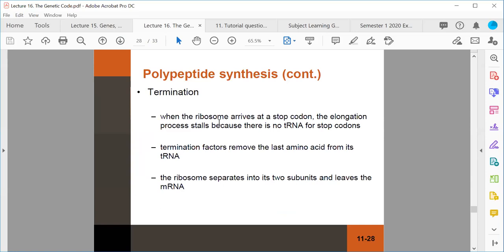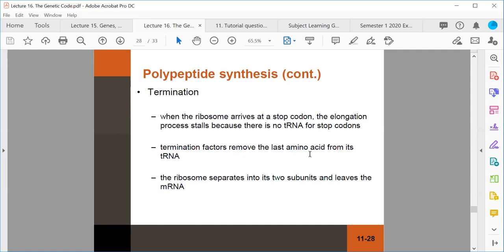The ribosome is moving along the messenger RNA molecule, and when it arrives at a particular codon called a stop codon, remember we saw 3 of them in the table of the genetic code, then the elongation process will stall. And it stalls because there is no transfer RNA molecule for stop codons. What this signals is that it's basically the end of the gene and therefore the end of that polypeptide chain. So proteins called termination factors will actually come into play.